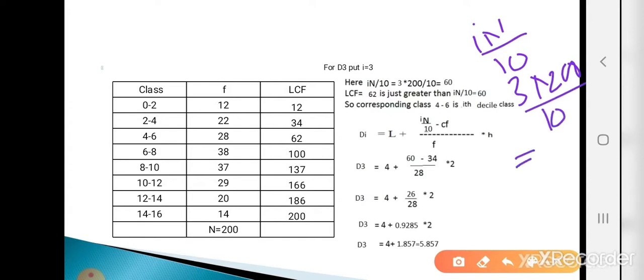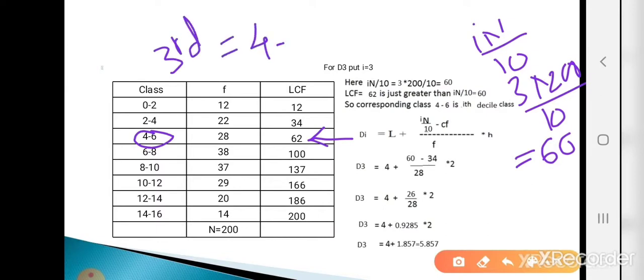So the value is 60. So see the LCF just greater than 60. So here the value 62 is just greater than 60. So the corresponding class is third decile class. So our third decile class is 4 to 6. Now the formula is Di = L + (in/10 − CF)/F × h.